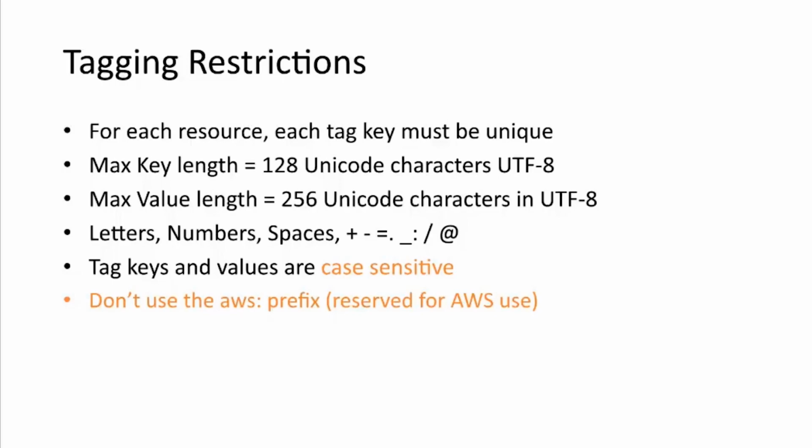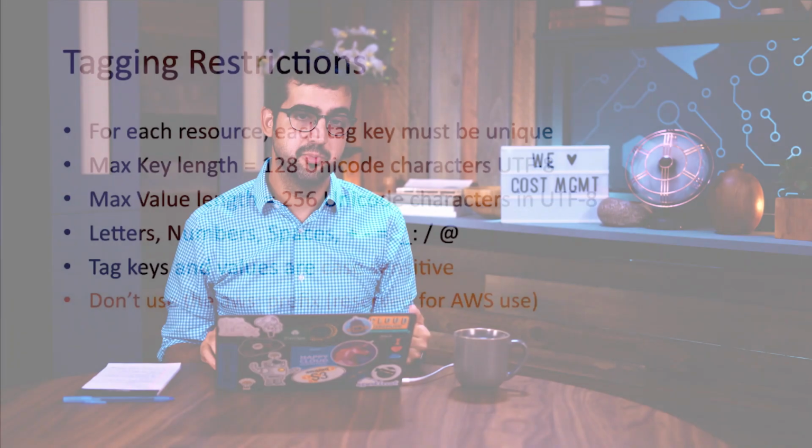Also, tags are case sensitive. So it's very important that you try to automate this as much as you can. If you put a dev with a capital D and another dev with a small d, those will be different tags, so it can be a little misleading when you're doing the reports. So make sure you have consistent tagging, governance and policy around that.